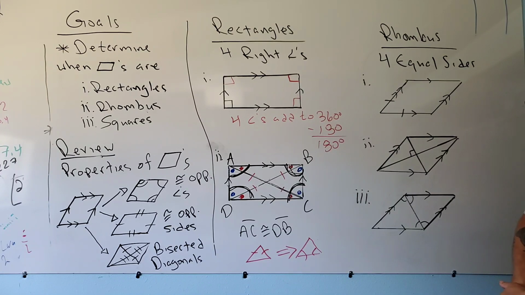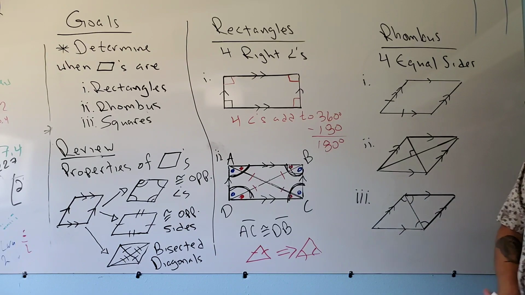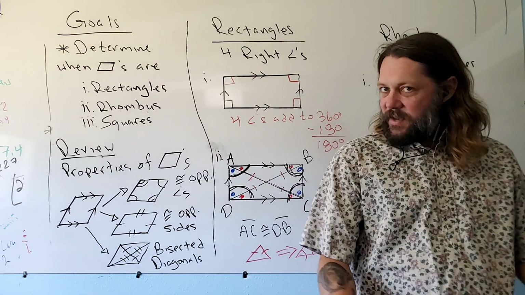This next one, these next special features of parallelograms, they all end up going back to one idea here. But let's talk about a rhombus here for a second. A rhombus has 4 equal sides. I don't know what letter that is. All right, so that means that all 4 sides are the same.